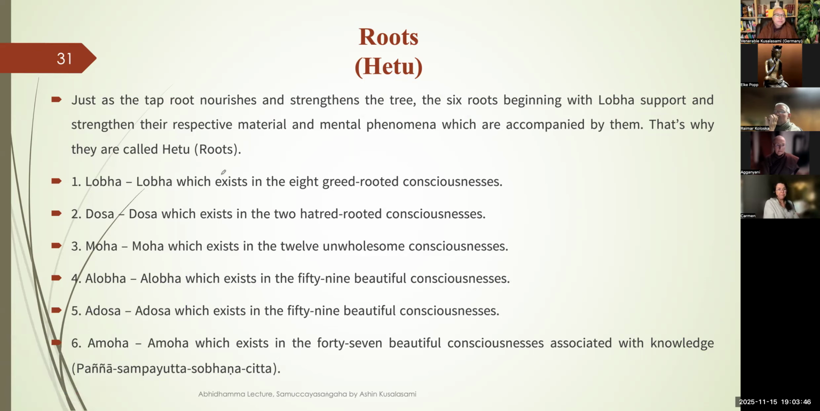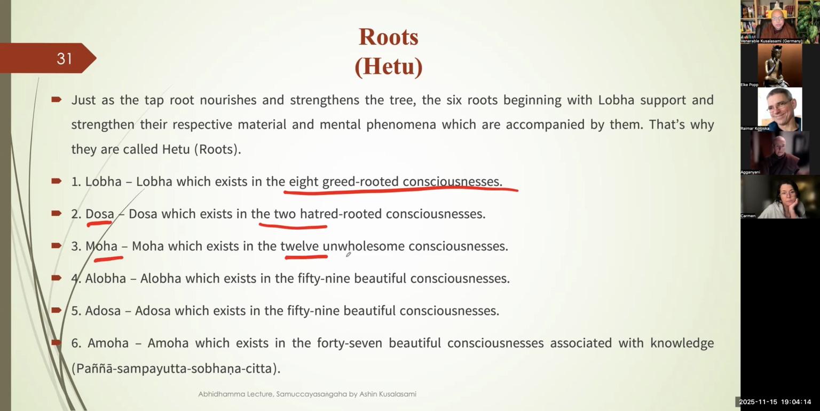Loba can be found only in the eight greed-rooted consciousness. This is not a very difficult one, but there are some points that are not easy without remembering the previous chapter. Dosa is easy to understand. Dosa can be found in the two hatred-rooted consciousness, moha in 12, and wholesome consciousness, aloba, in the 59 beautiful consciousness. So in this regard, you need to remember what the 59 are. So 24, 15, 12, and 8.